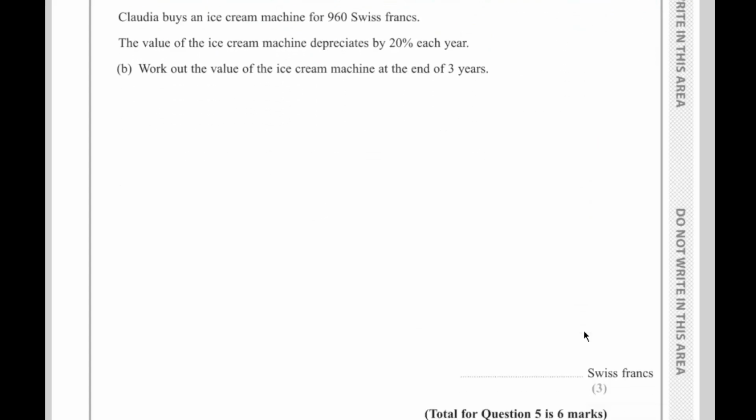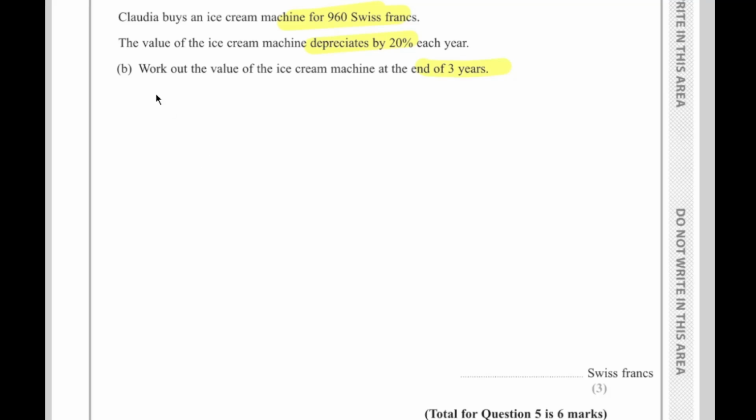Part B, Claudia buys an ice cream machine for 960 Swiss francs. So she bought it. Now remember, this is the original value, initial value. The value of the ice cream machine depreciates by 20% each year, getting decreased. Work out the value of the ice cream machine at the end of 3 years. There's another formula for that.